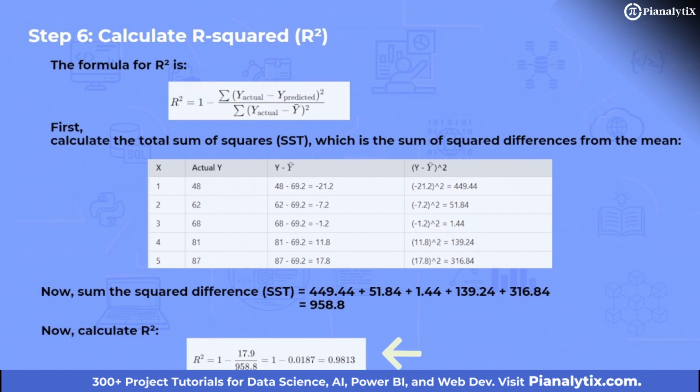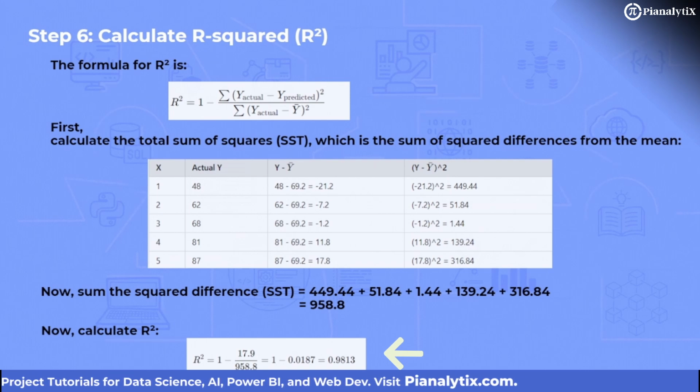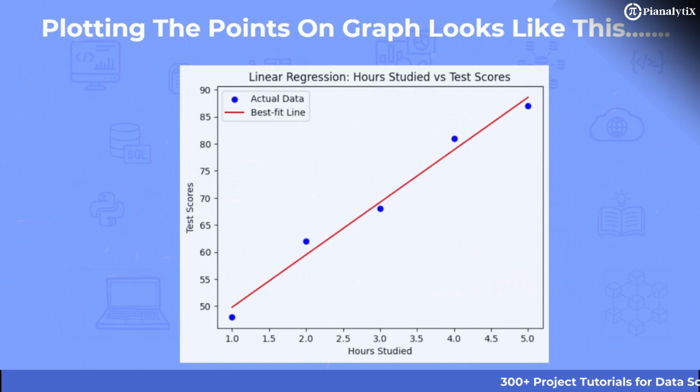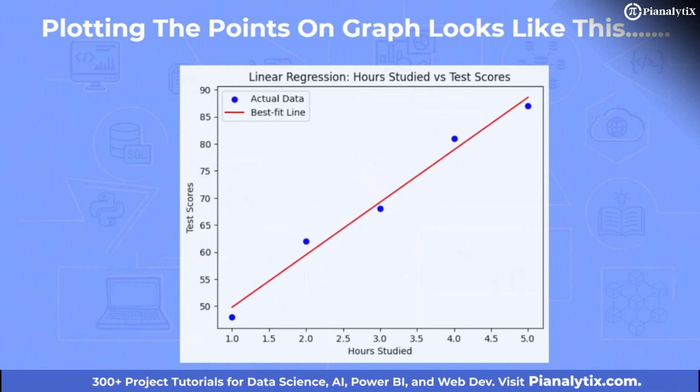If the R square is 1, our model fits the data perfectly. If it's closer to 0, it means our model doesn't explain the data well. The R square value in our example is 0.9813, which indicates that the model explained 98.13% of the variance in the test scores, which shows a very good fit. Now you can see the graph between study hours and test scores. Here you can see that the points do not completely lie on the best fit line. They are slightly deviated.